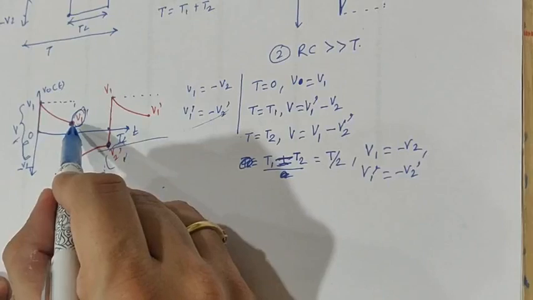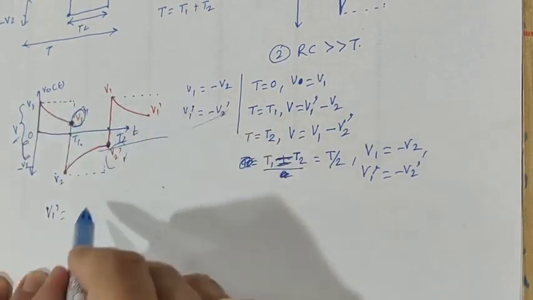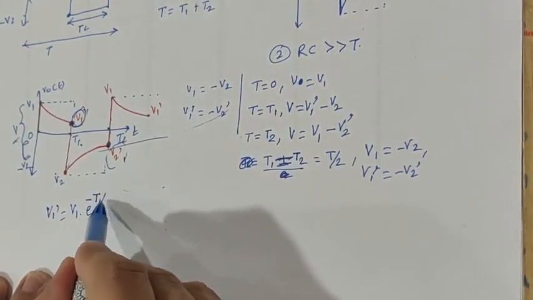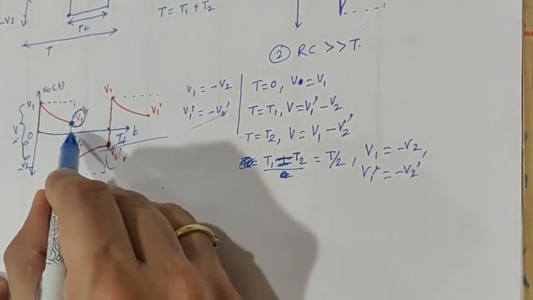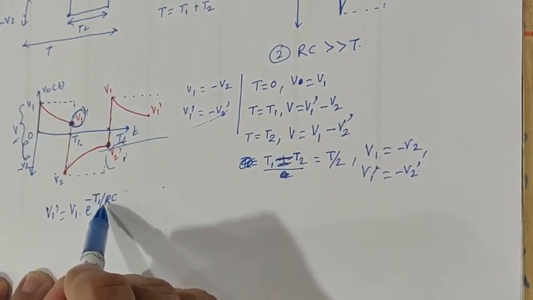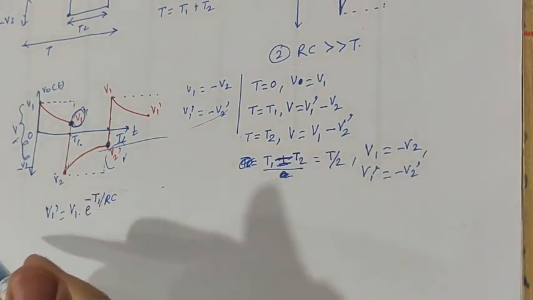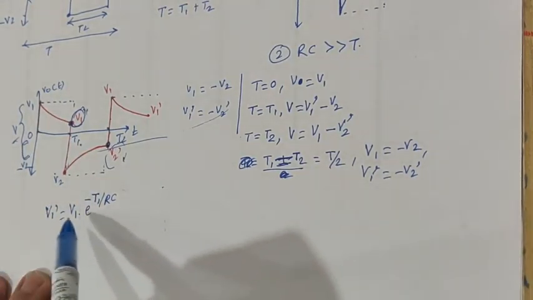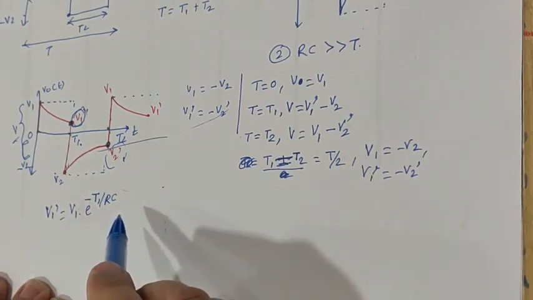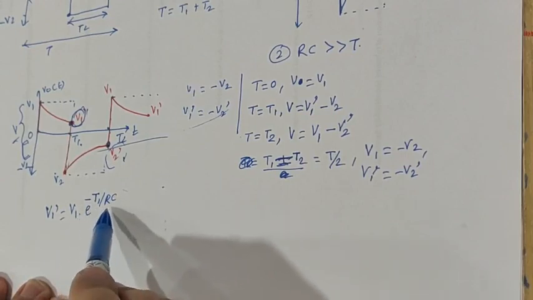V1 dash is the value which we get when we reach the time T1, but the initial voltage was V1. So it is V1 into e to the power minus T1 by RC, because at T1 I am considering this. So the output V1 dash is equal to V1, the initial voltage, into e to the power minus T1 by RC. It is from the previous two inputs that we have seen, the pulse input, so from there I have written this. Okay, so now see here, V1 dash is V1 into e to the power minus t by RC.